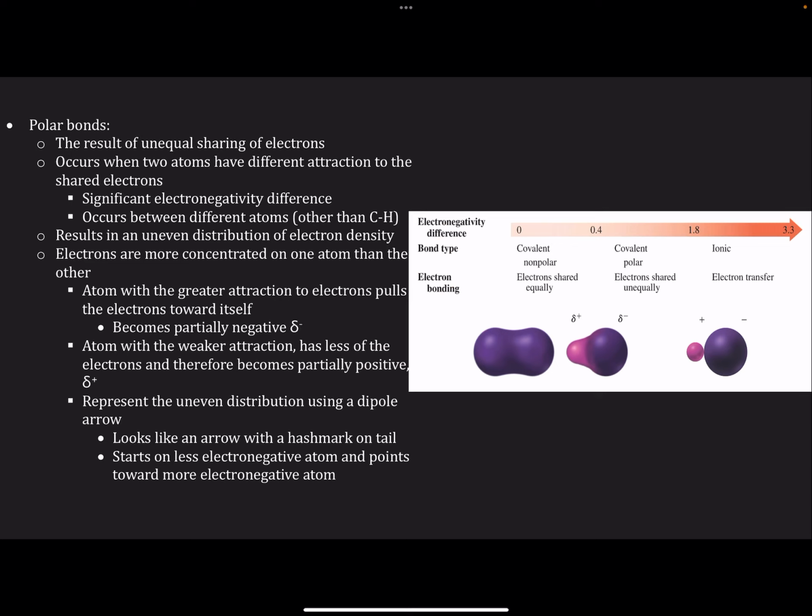So we can see that in our image here. If we have an electronegativity difference of 0.4 or higher, so actually between 0.4 and 1.8, that's going to be considered a covalent bond. So we have a significant electronegativity difference. We have a polar covalent bond. Electrons are shared unequally. So that's what we're seeing here in this electron density map. We've got our two atoms, but the electrons are being more concentrated on one atom than another.